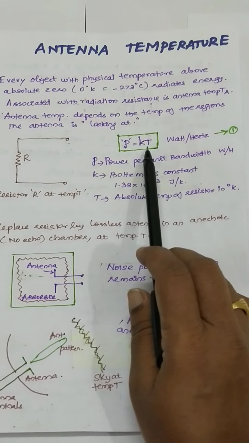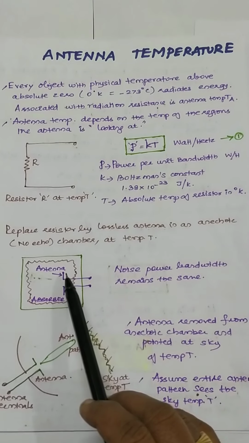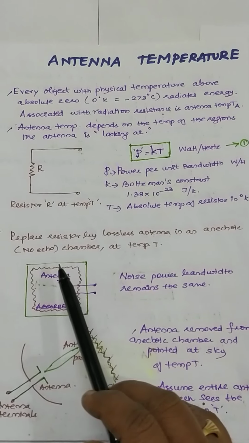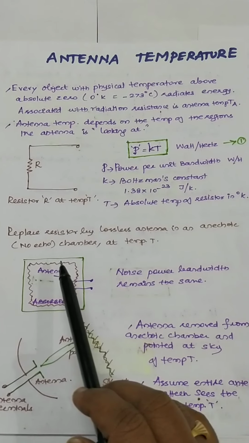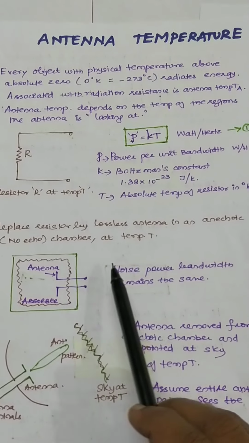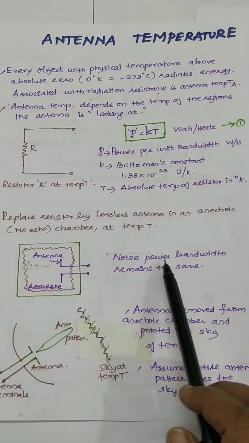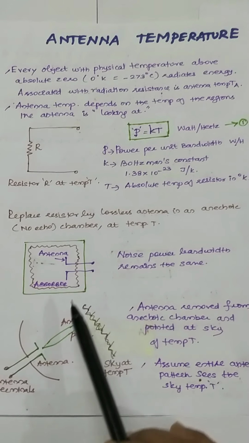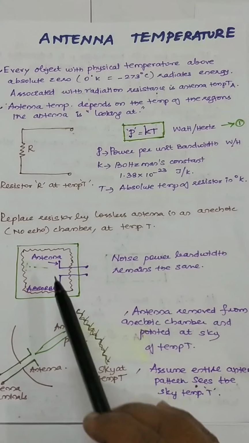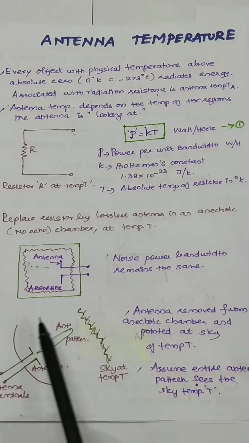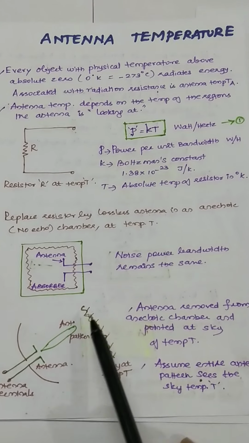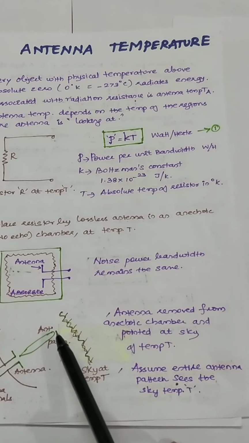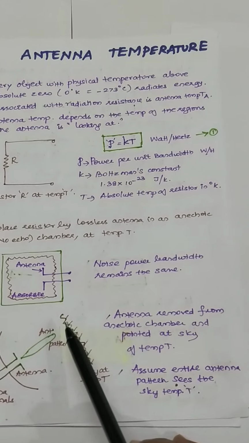of the resistor. Now replace the resistor by a lossless antenna in an anechoic chamber. The anechoic chamber is nothing but free of echo. No echo exists inside, at temperature T. So the noise power bandwidth remains the same in this case also, when I am replacing the resistor by a lossless antenna. Third case, now imagine that the antenna is removed from the anechoic chamber and pointed to the sky, which is at temperature T. Assume the entire antenna pattern, this radiation pattern, is seeing the sky at a temperature of T.